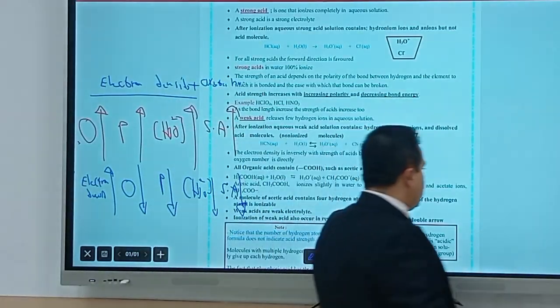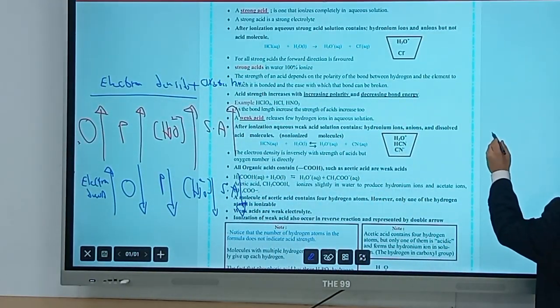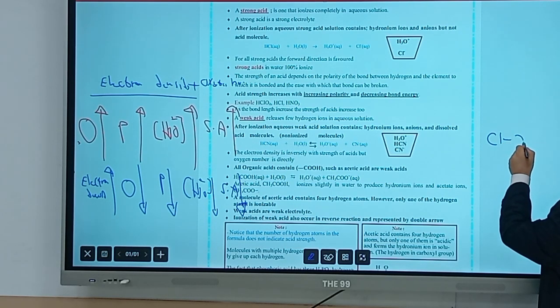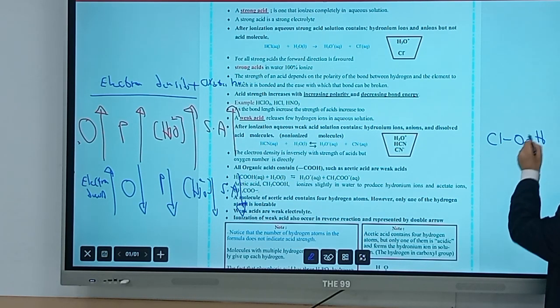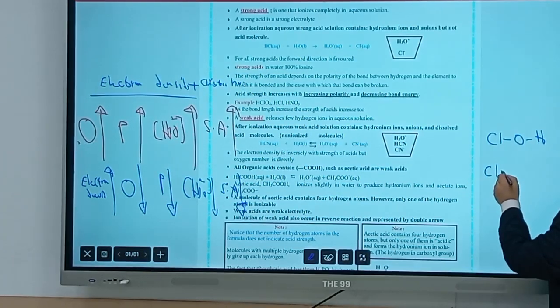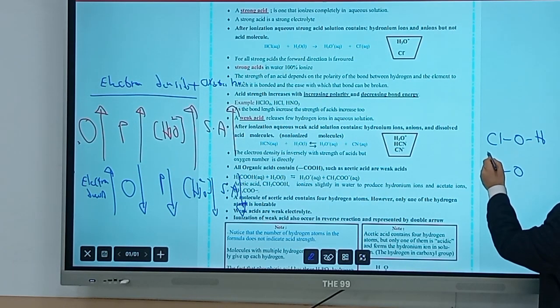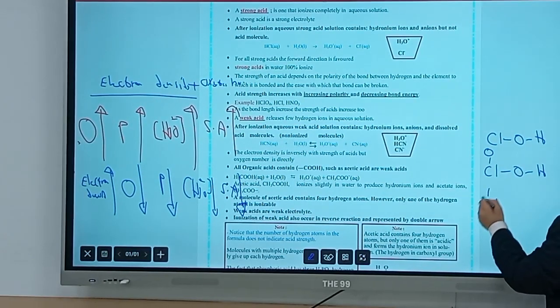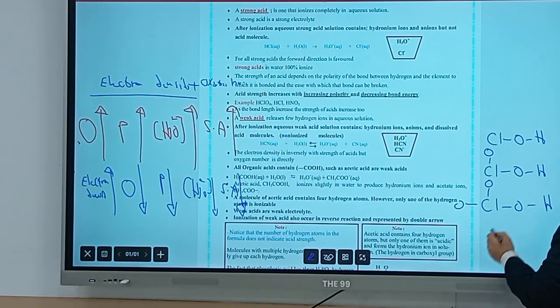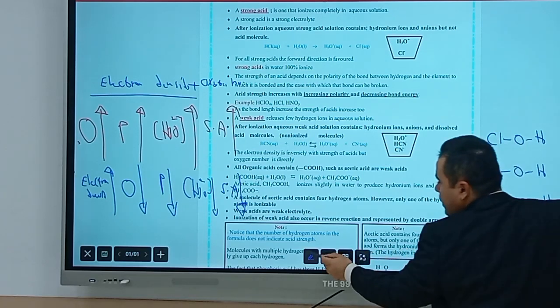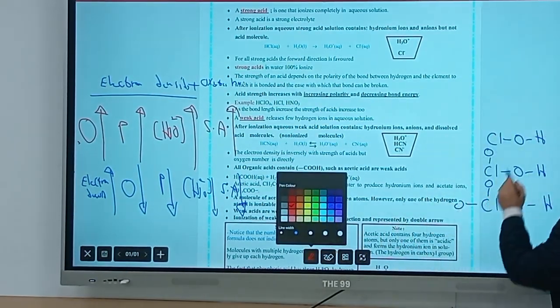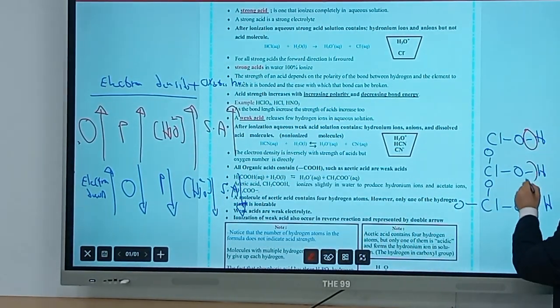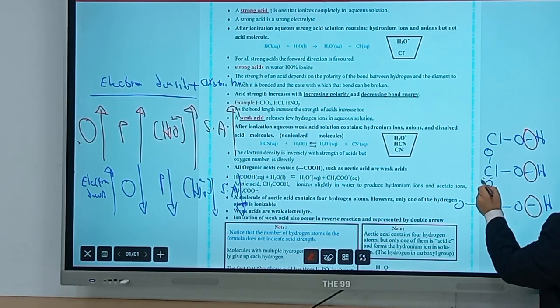What do you mean by the electron density, guys? I will be showing you the structure. For example, Cl bonded with the oxygen and the hydrogen. Cl bonded with the oxygen, one other oxygen and hydrogen. Cl bonded with 3 oxygens and hydrogen. Guys, we are talking about this bond, the electron density in this bond.